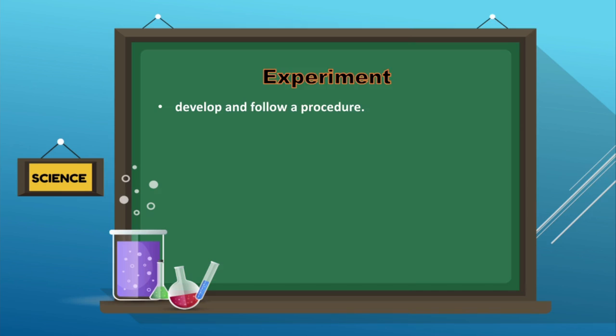In an experiment, you are going to develop and follow a procedure, and it includes a detailed materials list. And the outcome must be countable. Now, why do we need to perform an experiment? Of course, to test the hypothesis, if it is true or false.